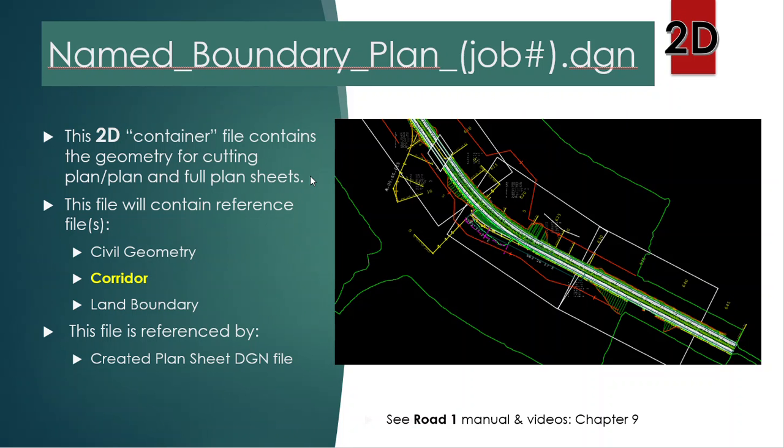Now we'll go through the name boundaries. So the name boundary for the plan, name boundary underscore plan, which is a 2D file. All these name boundary files are 2D. This file contains the geometry for cutting plan and full plan sheets. That's what this one's for.